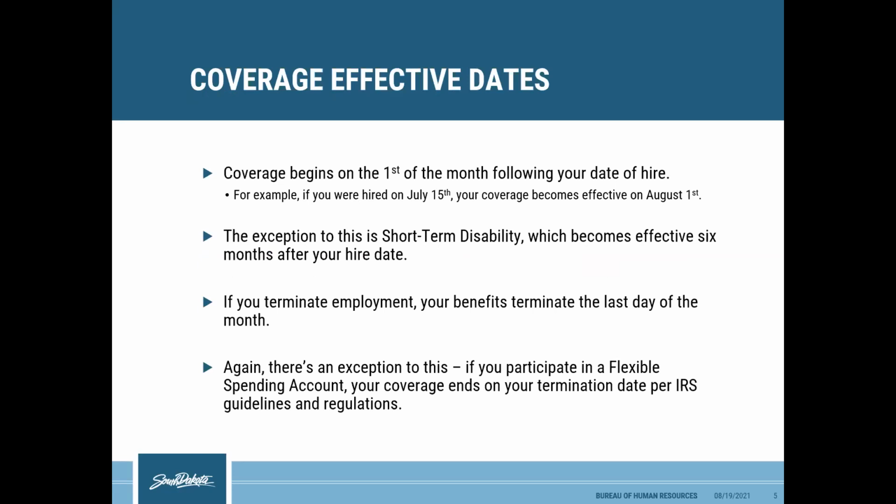Coverage effective dates. Coverage always begins the 1st of the month following your date of hire. For example, if you were hired on July 15th, your coverage would be effective on August 1st. The exception to this is our short-term disability benefit, which becomes effective 6 months after your hire date.